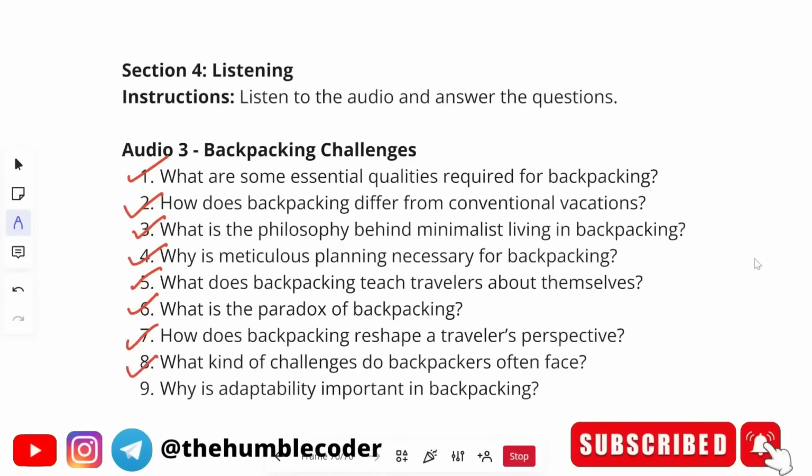Moving on to the next question, what kind of challenges do backpackers often face? The correct answer will be backpackers often face challenges like harsh weather, navigation issues and limited resources. Moving on to the next question, or the last question that we have, why is adaptability important in backpacking? The correct answer will be adaptability is crucial because conditions and situations can change unexpectedly during the journey.